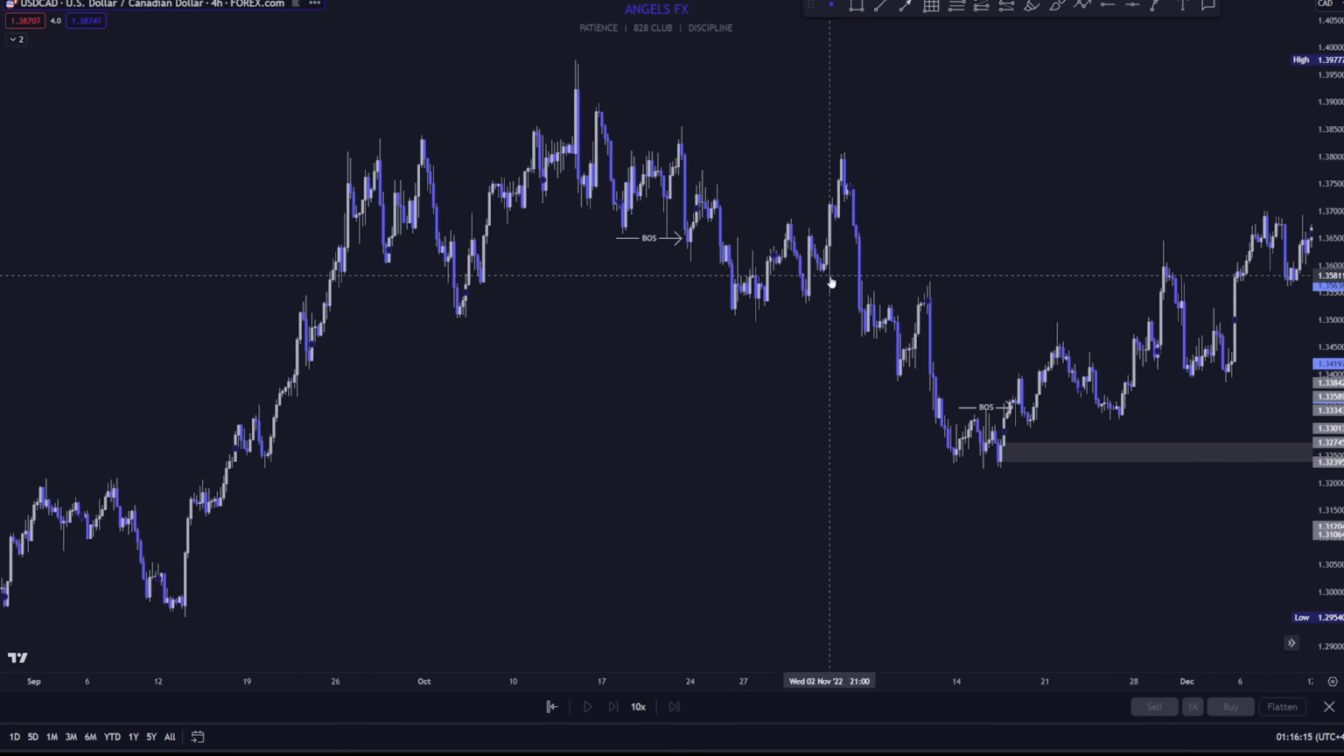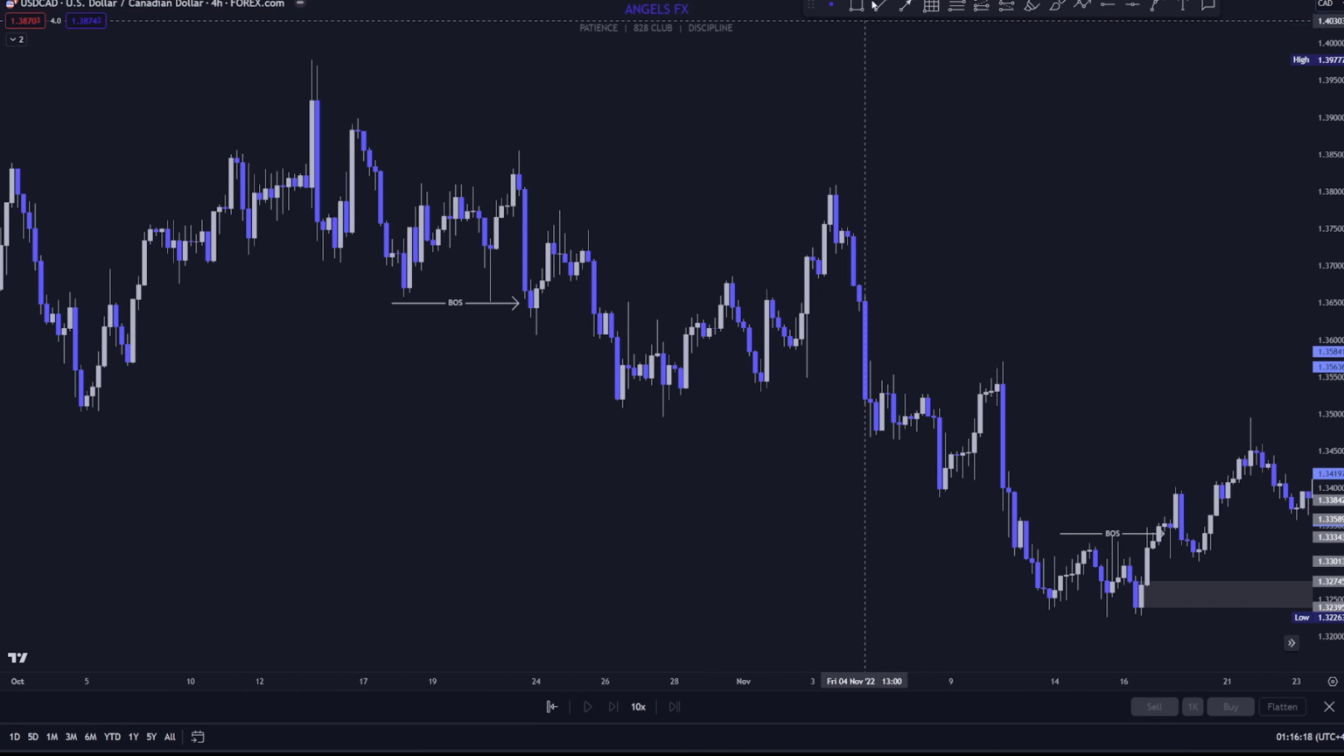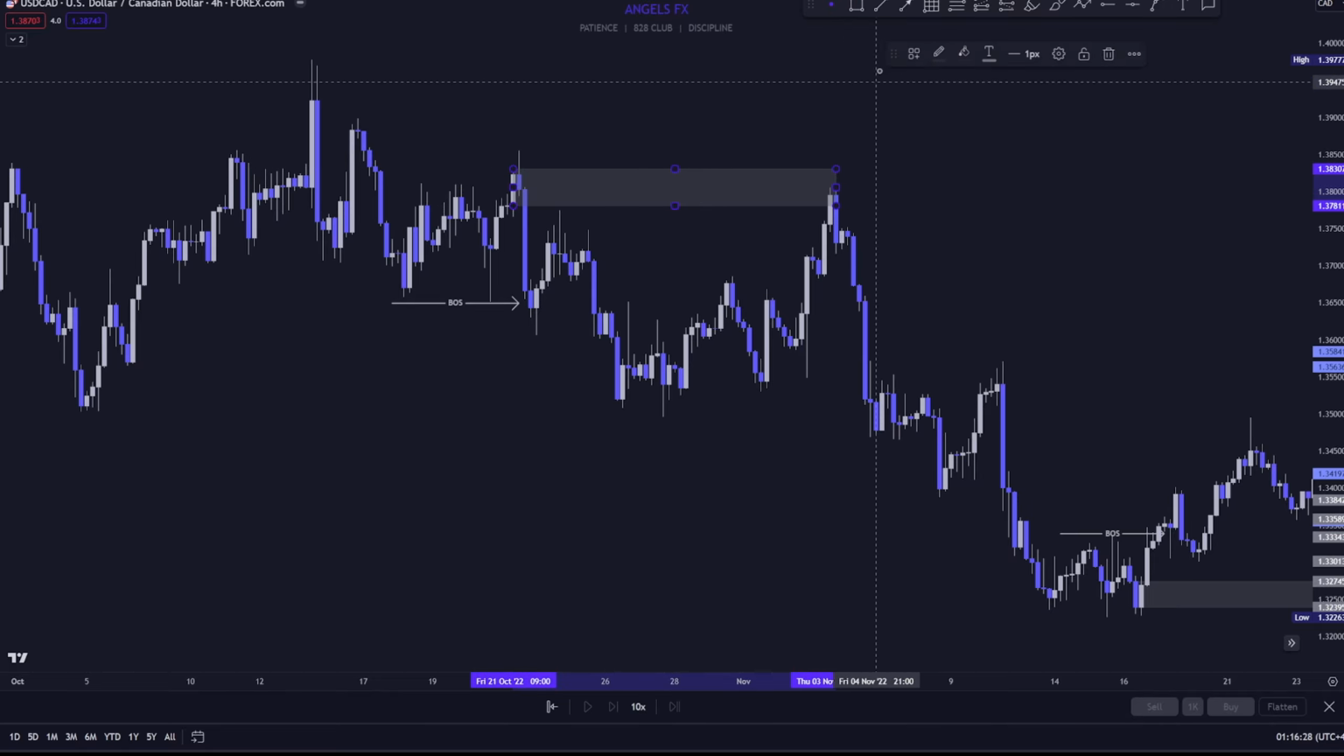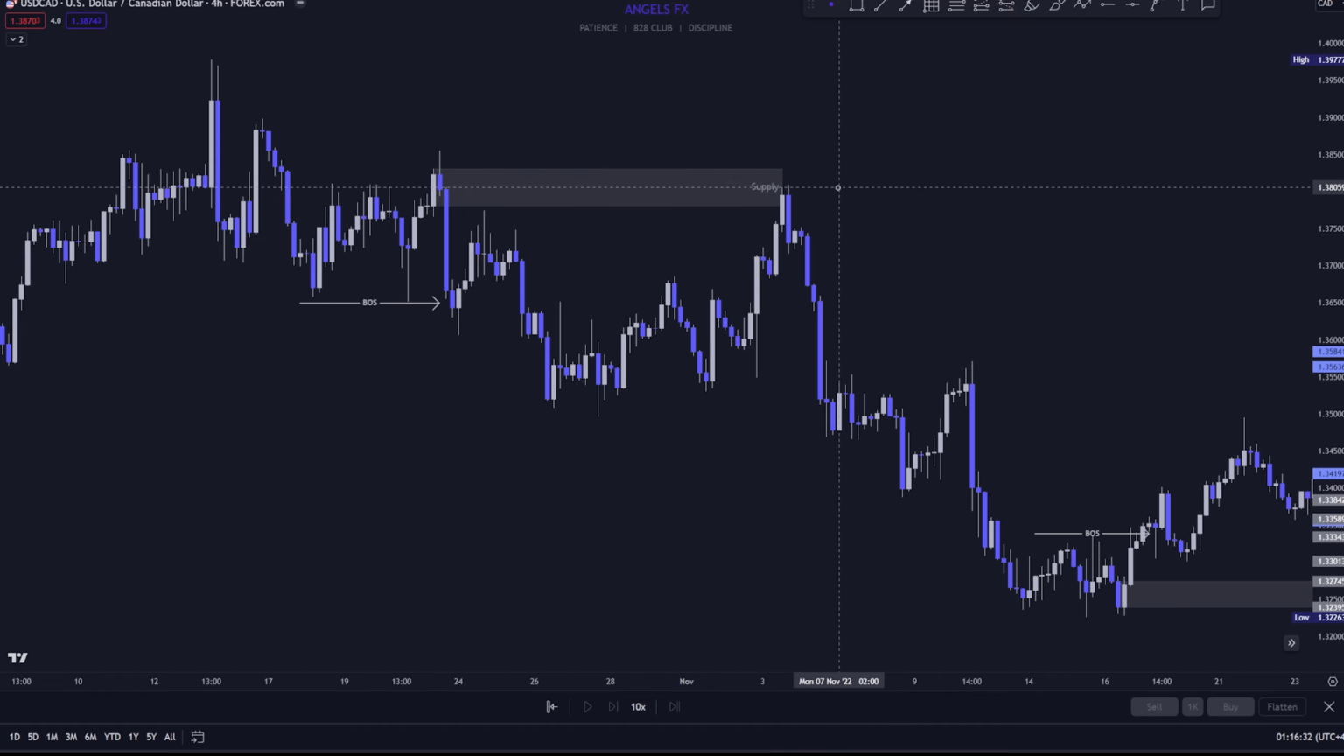So let's start with examples. We have our break of structure, as you can see. So where is our last buying candle? Correct, here. So this is our supply order block, also known as supply. So you can enter here.